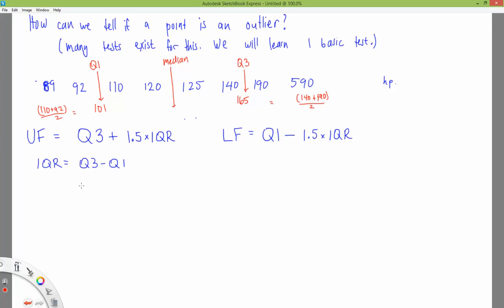Okay, so what would our IQR be? So first we would have to find the IQR. So IQR would be what? Q3 is 165, minus Q1, which is 101. So I get an IQR of 64. Is that okay? So the IQR is 64, and now we're going to use this to define our upper fence and our lower fence.